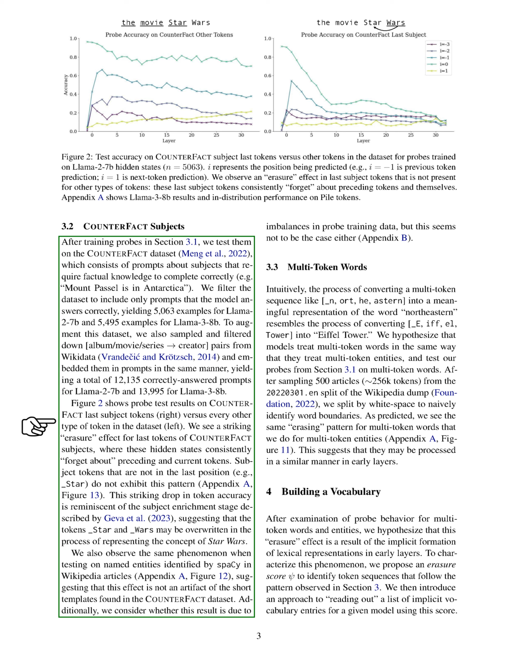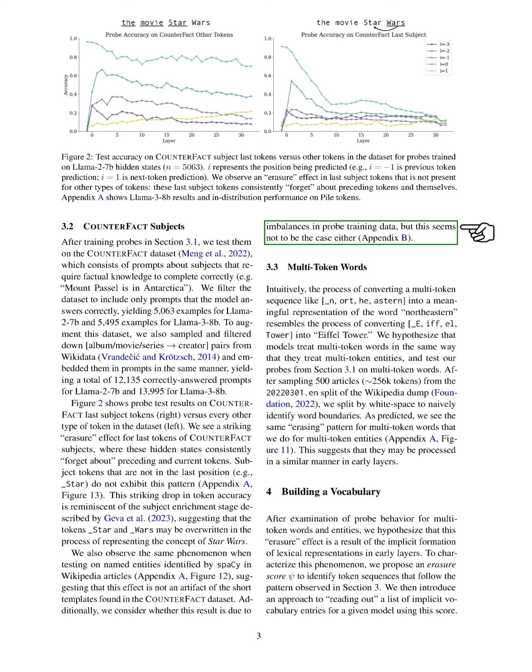This drop in token accuracy is similar to what happens during the subject enrichment stage, indicating that certain tokens may be overwritten in the process of representing concepts like Star Wars. We also observed a similar phenomenon when testing on named entities identified by spaCy in Wikipedia articles, suggesting that this effect is not specific to the COUNTERFACT dataset. Furthermore, we investigated whether this result was due to imbalances in the probe training data but found that this was not the case.